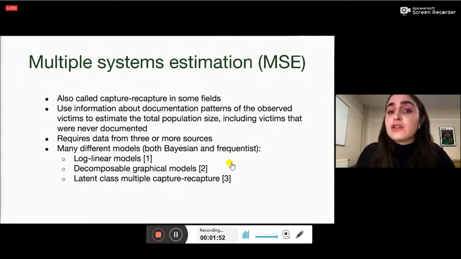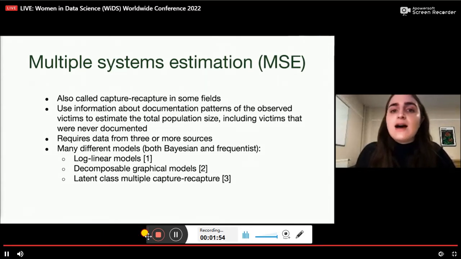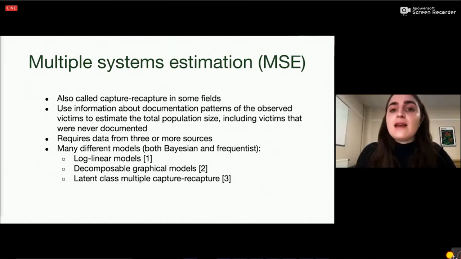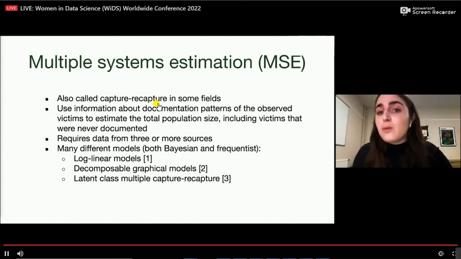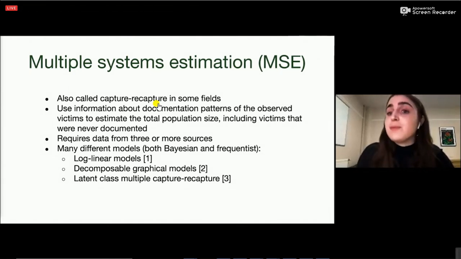We saw this earlier in the stylized data. The sources column represents which victims were documented in which list. Some victims appeared in only one list, while others were documented by two or more lists. These patterns, so the way in which these victims are documented, serve as the input to the multiple systems estimation model.